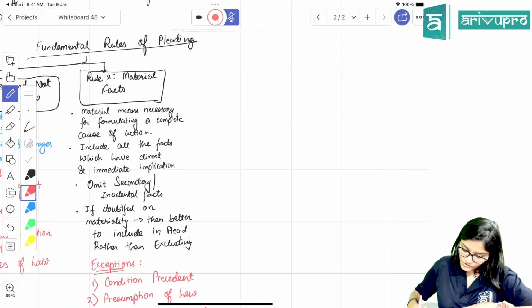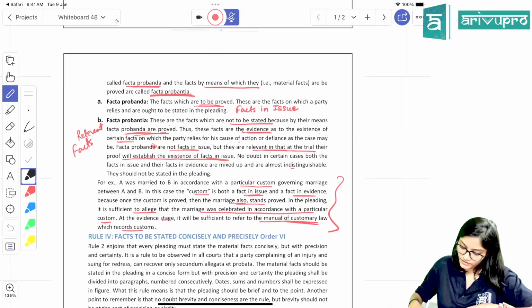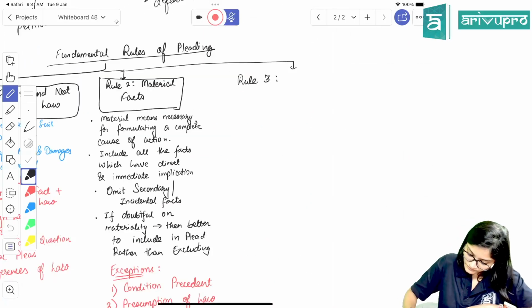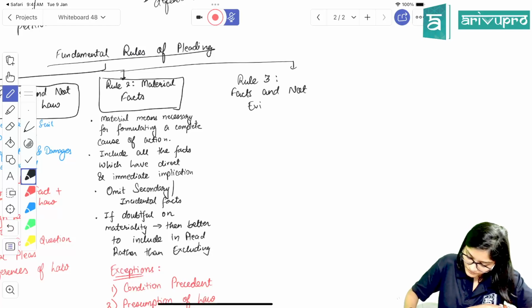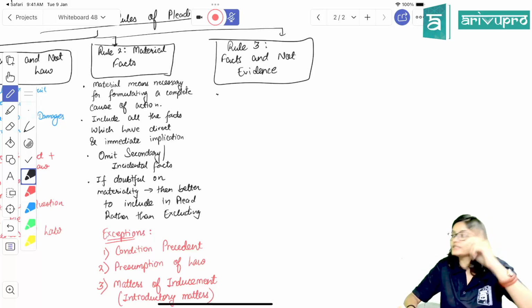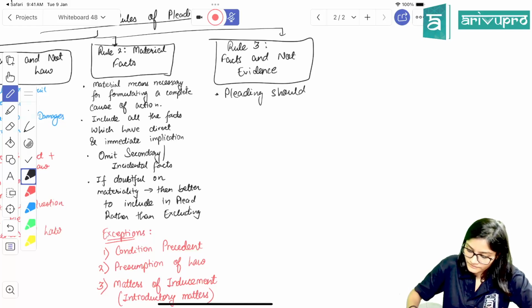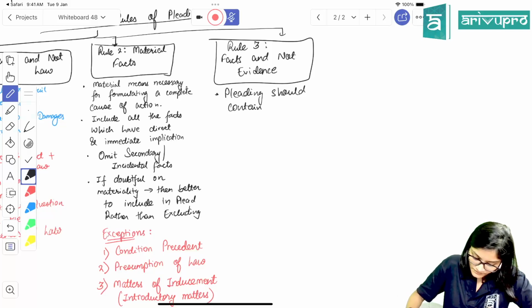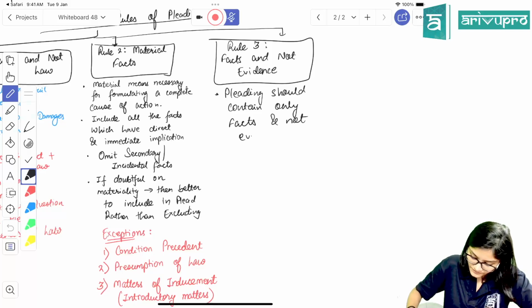Okay. So this is my third one. What is rule number 3? Facts and not the evidences. So facts and not evidence. So here, what should be contained in your pleading? Only the facts and not the evidence. So pleadings should contain only facts and not evidence.